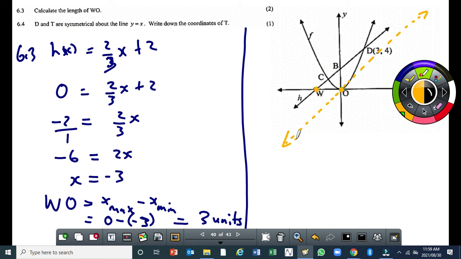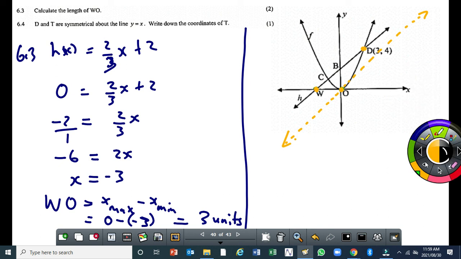So, that's the point. If you reflect the point about the line y equal to x, what that means is that the x and the y will end up swapping. So the coordinates of T will be somewhere there. The coordinates of D are 6, 4.